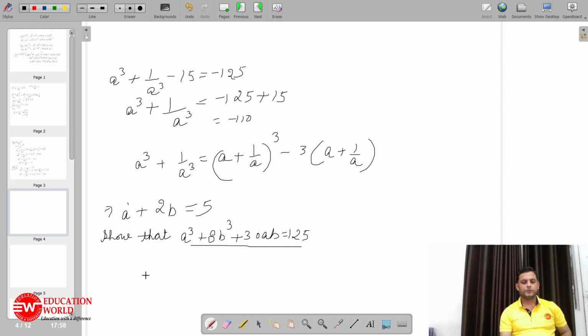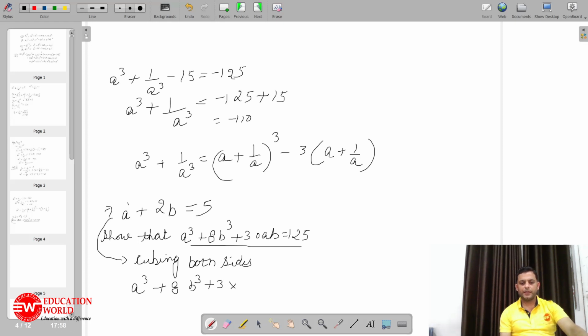So we will do it here. We will start by cubing both sides. So when we cube, a cube plus 8b cube plus 3 times a times 2b times a plus 2b. So here it will be 125.